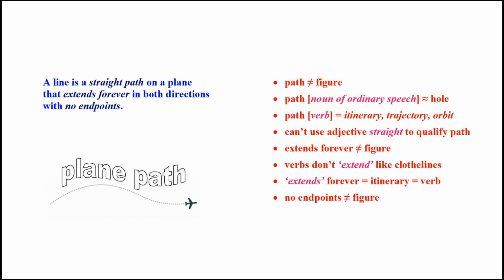And so this path, which is a verb actually, right, is an itinerary, a trajectory or orbit. In case of orbit, it would be circular, not straight, right? But then you cannot talk about straight. You cannot use the adjective straight to qualify a path, because a path is not a thing, it's a verb, okay? So you used it there. Can it extend forever?